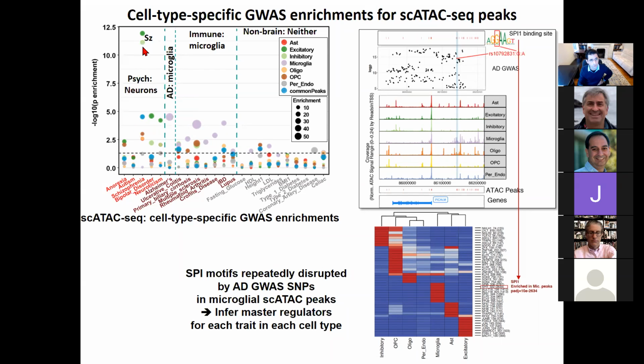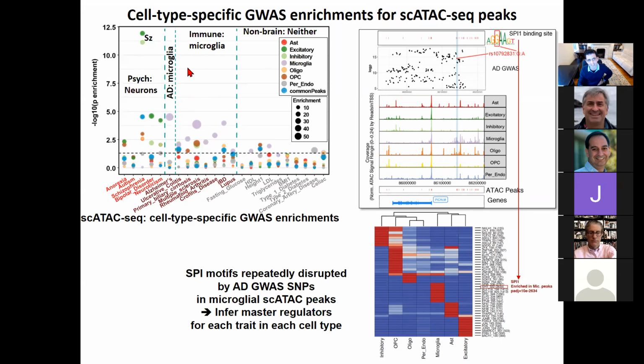And then for psychiatric disorders, you see the enrichment is primarily in excitatory and inhibitory neurons. Again, as you would expect. If you look at immune disorders like ulcerative colitis, cirrhosis, etc., you see this enrichment in microglia, consistent with the immune nature of microglia.